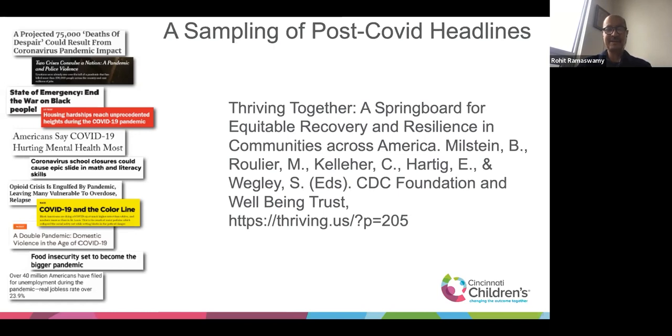And so these are a selection of headlines that come from our recent and ongoing COVID crisis. And as you can see, the headlines are not just about the fact that people are contracting COVID, landing up in hospitals and dying of the disease, but it has ripple effects in a lot of other sectors. So the deaths of despair, there's racism, there's mental health issues, there's jobs, there's unemployment, economic issues.